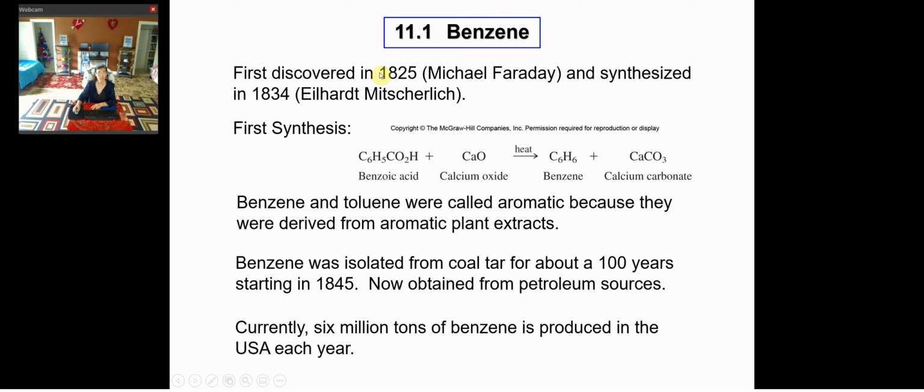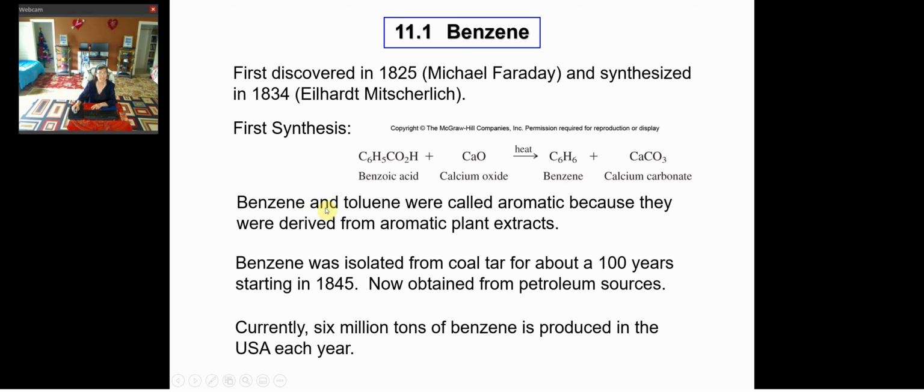And then benzene has a long history. Let's move on to 1925. Michael Faraday is the first person who discovered benzene, and it was synthesized by another person in 1934. The synthesis involved benzoic acid: you place benzoic acid and calcium together and heat it up, and you produce benzene and calcium carbonate.